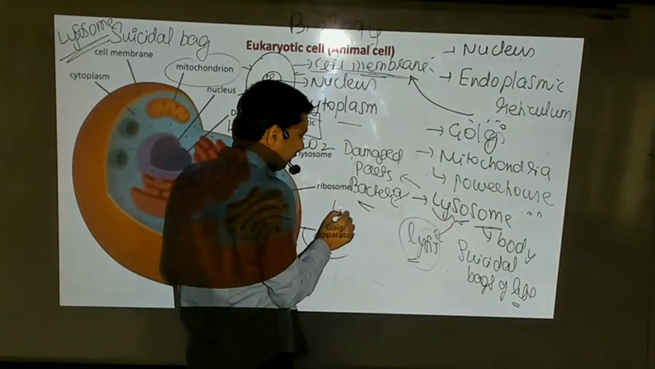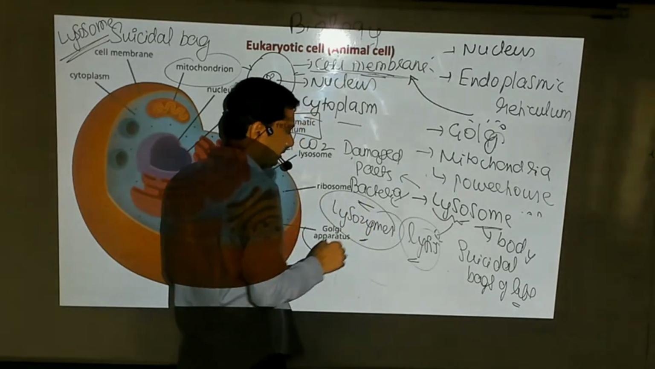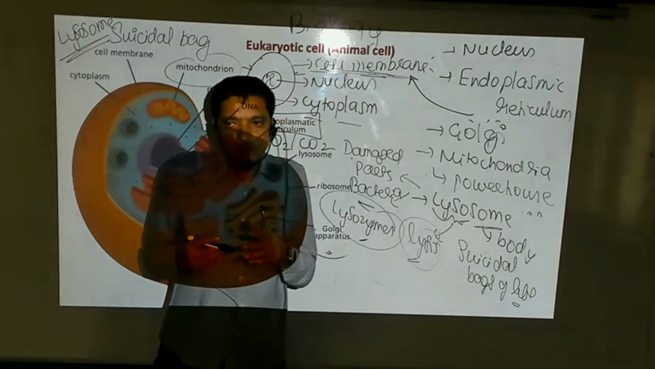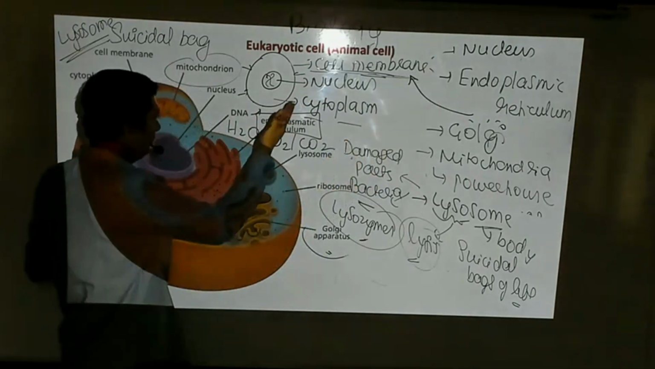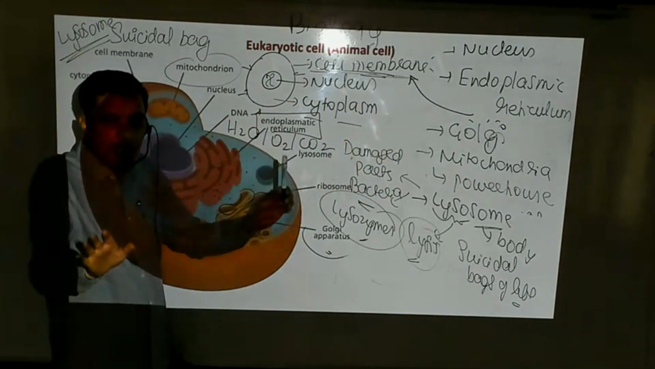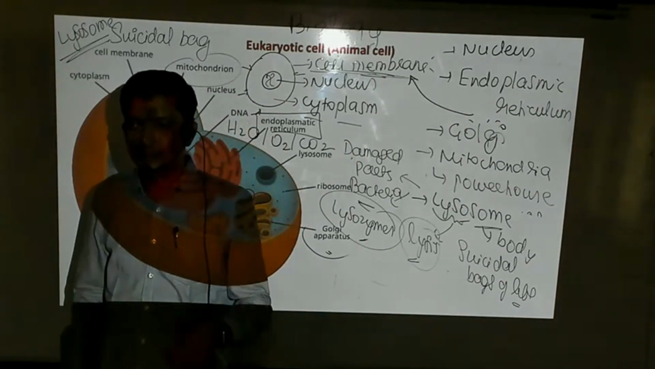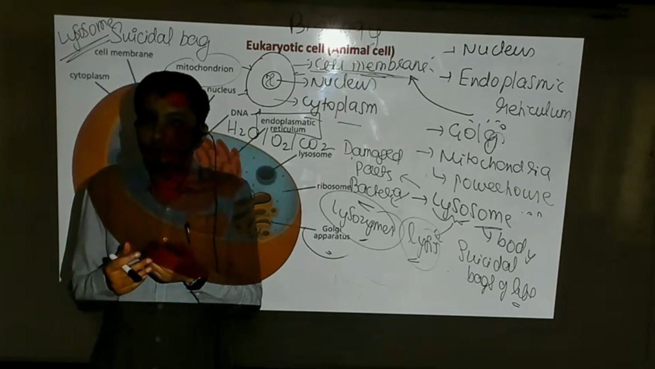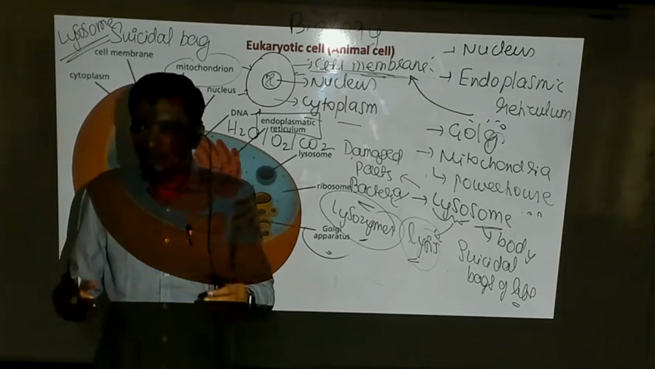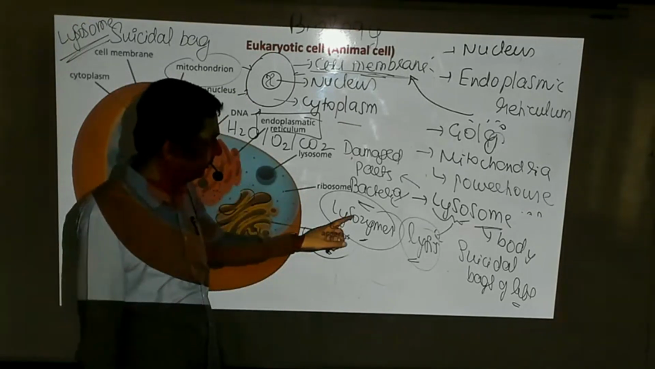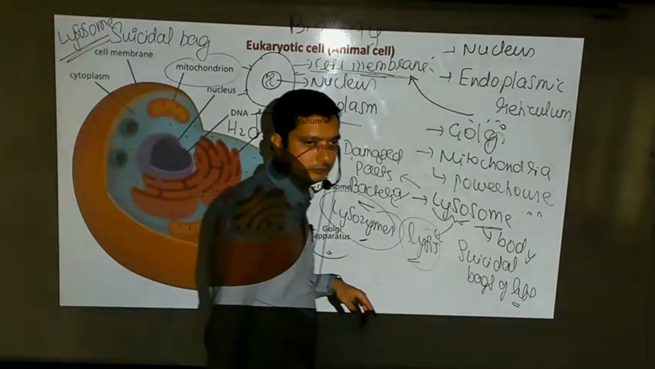There are enzymes called lysozymes. Okay, there are many other enzymes, but especially lysozymes. What will it do? It will release these enzymes into the cell, and they'll break down the entire cell, and the cell itself will die. So it can kill the cell when too much damage has happened, or when it is infected and it cannot cure itself. Then the cell will destroy itself. Self-destruction takes place because of the lysosome. That is why this is called the suicidal bag of the cell.